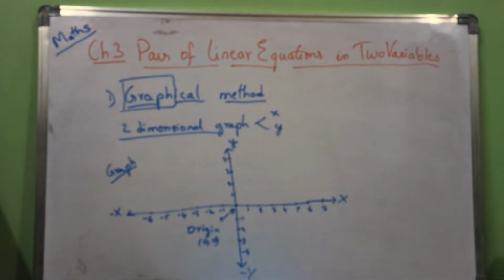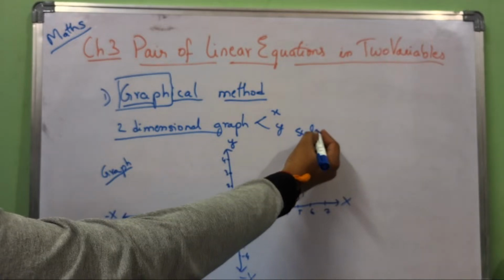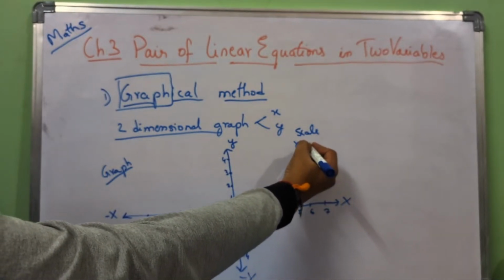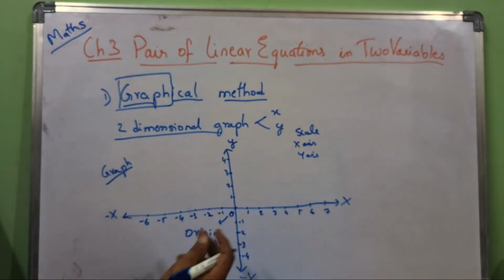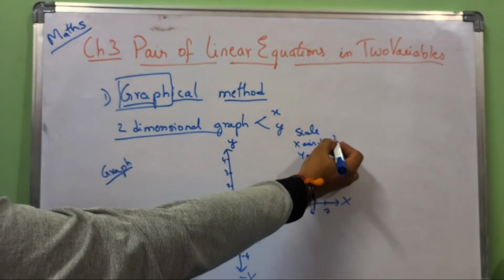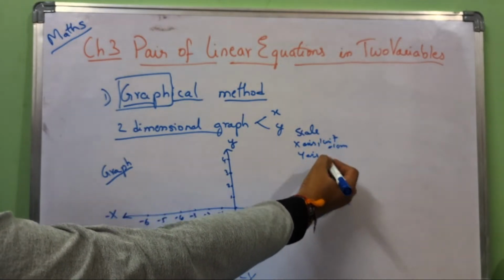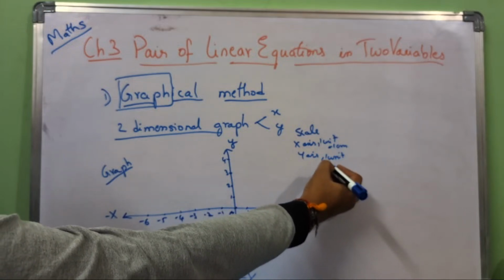So here, as I am drawing on the board, another important thing is scale. Scale means how I am taking the x-axis and how I am taking the y-axis. You can see here I am taking approximately 1 centimeter. So for the x-axis, 1 unit equals 1 centimeter. The same way for the y-axis, I am considering 1 unit as 1 centimeter.